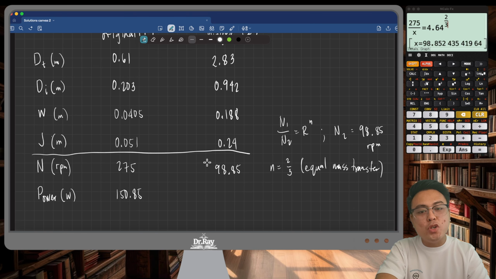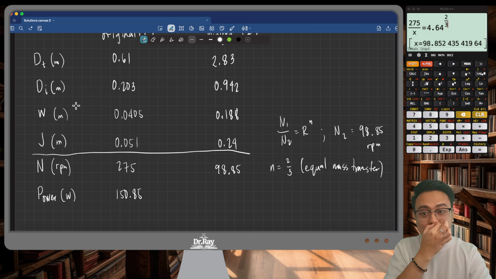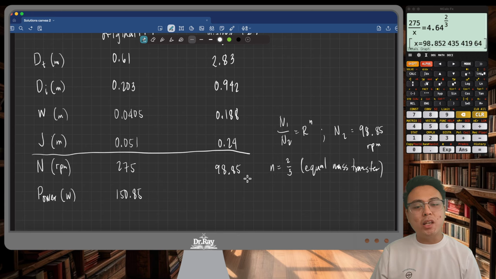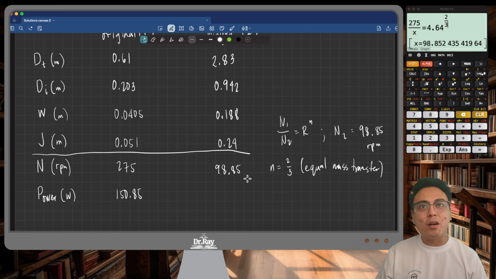Okay? Your new agitator has to rotate slower compared to the original agitator because you increased its impeller diameter. And remember that we are consuming the same power per unit volume. That's why for the bigger system, for the bigger blade, it has to rotate slower. But as you can see, even if it's rotating slower, it's still delivering the same rates of mass transfer, meaning it's still the same efficiency of mixing, just in a bigger volume.